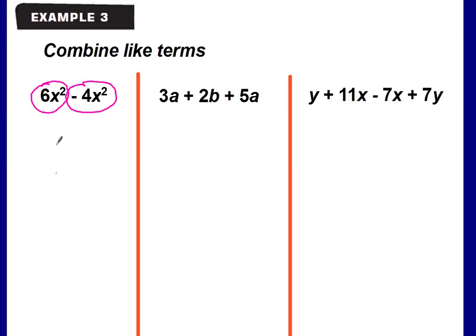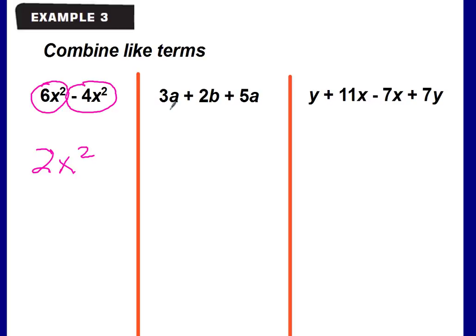These are our like terms. Now we can combine them. We can add them together by adding their coefficients. A positive 6 and a negative 4. Different signs, so you subtract. 6 minus 4 is 2. And then the variable and the exponent stay the same, x squared. So this two-term expression can be combined to one term.